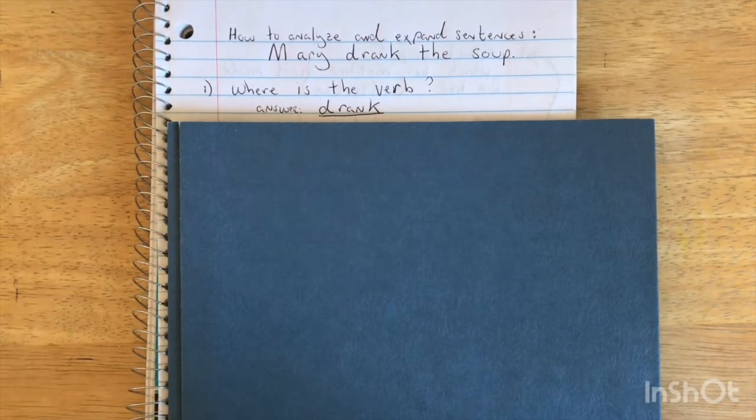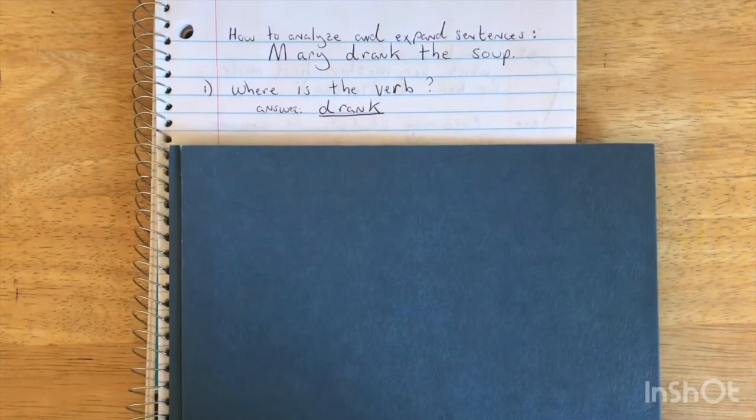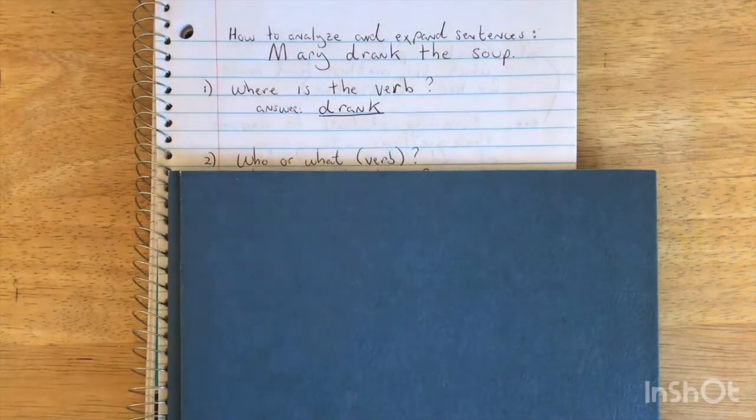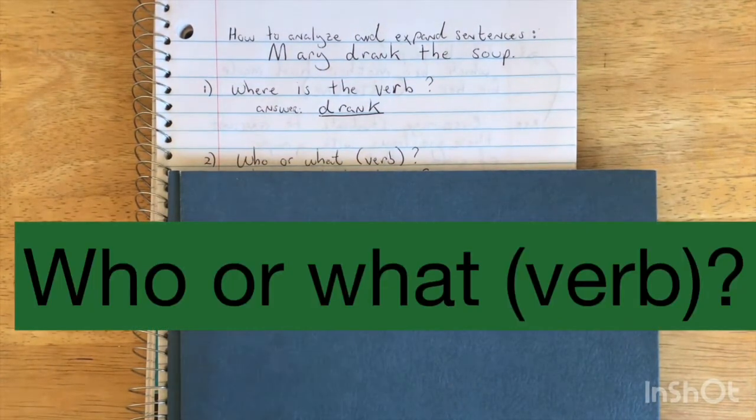That answer is drank. For the second question, go to your green block, and you're going to ask the question that will produce the subject. What is our subject question? The question that always leads us to the subject. The answer is going to be who or what verb? That's my subject question. If I ever want to know the subject, I always ask who or what. I put who or what before the verb, and I create the question, who or what verb?